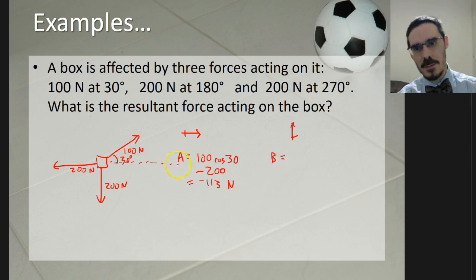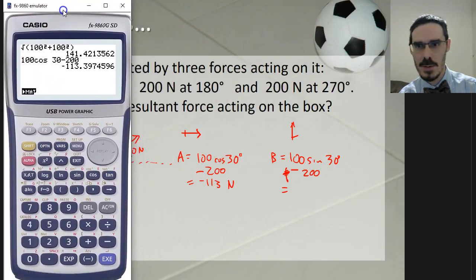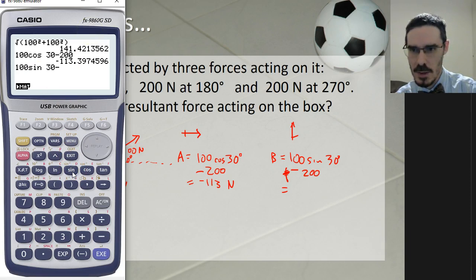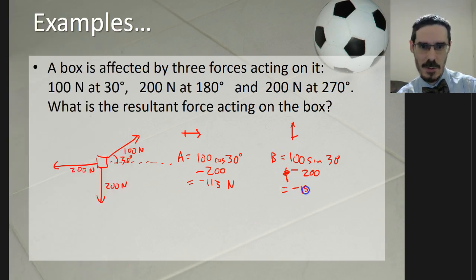The vertical, or the north-south, this first force contributes this part, which is 100 sine 30. I may as well put the degree sign in. This force makes no contribution to the north-south. This force is entirely 200 in the downwards direction. Plus negative 200. Okay, calculator. 100 sine 30 minus 200. So the north-south bit is actually downwards or southwards at negative 150 newtons.